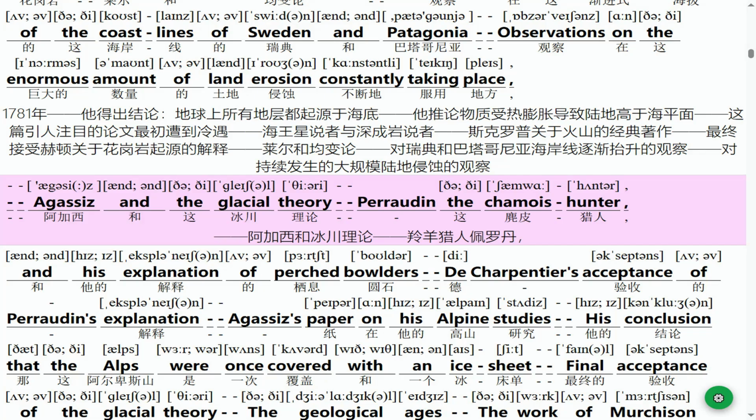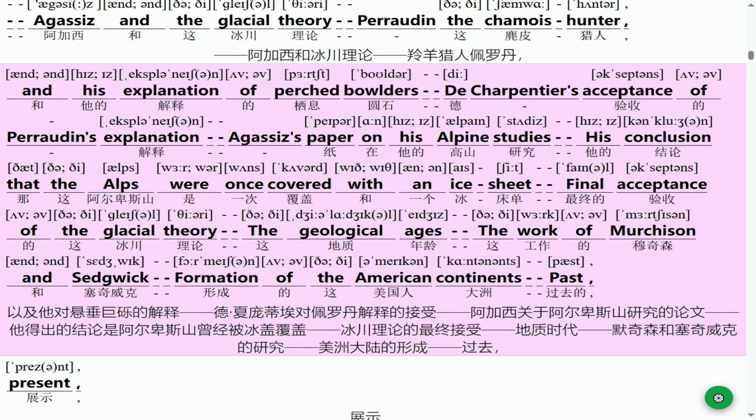Agassiz and the glacial theory. Perraudin, the chamois hunter, and his explanation of perched boulders. De Charpentier's acceptance of Perraudin's explanation. Agassiz's paper on his Alpine studies. His conclusion that the Alps were once covered with an ice sheet. Final acceptance of the glacial theory.